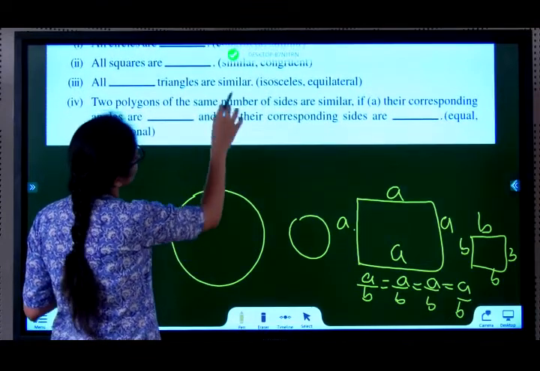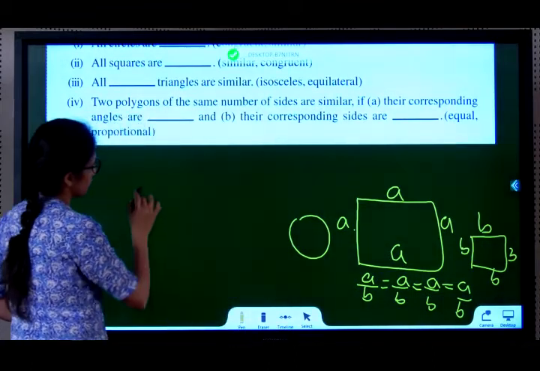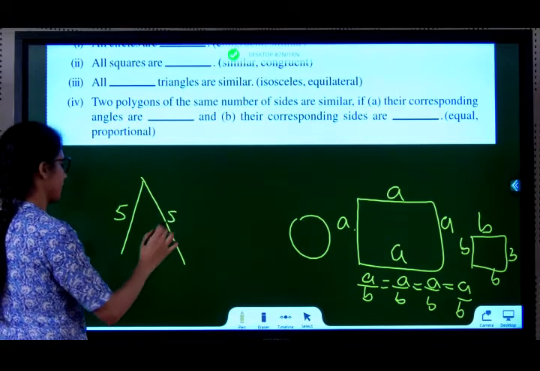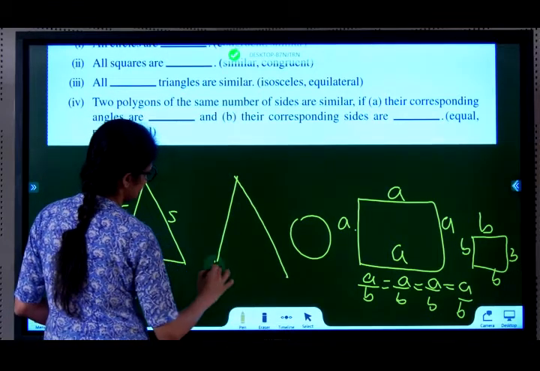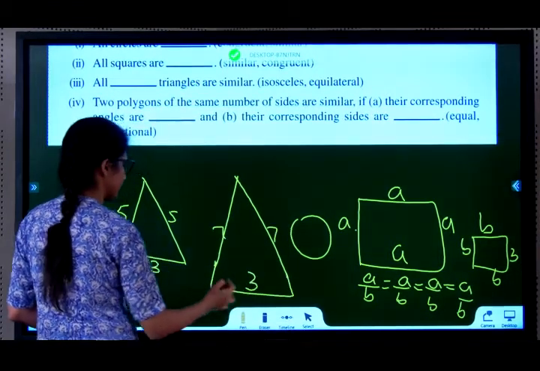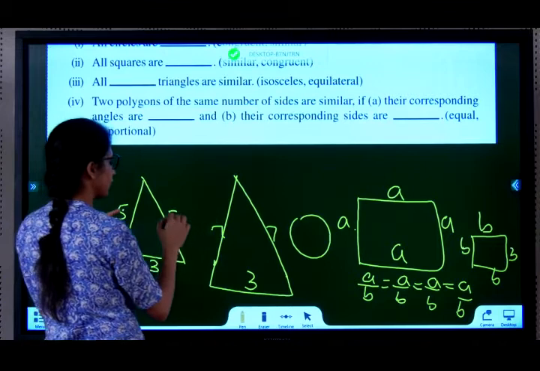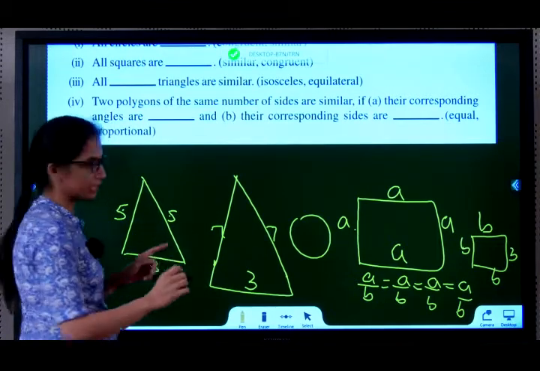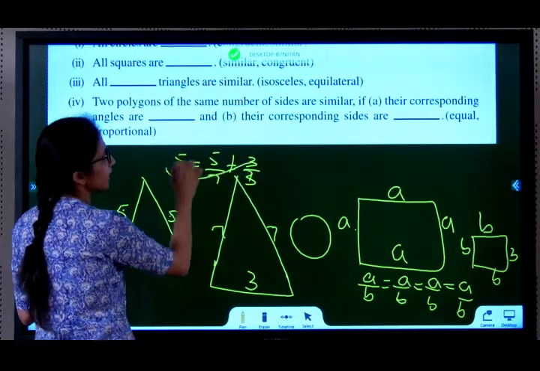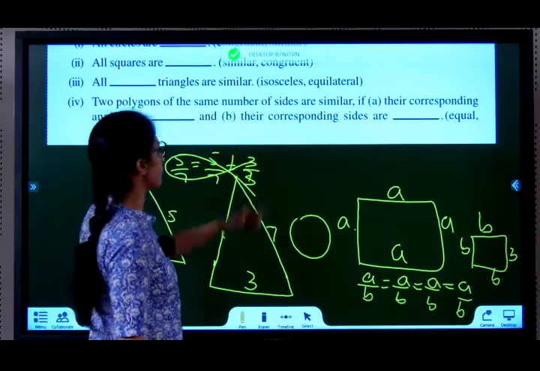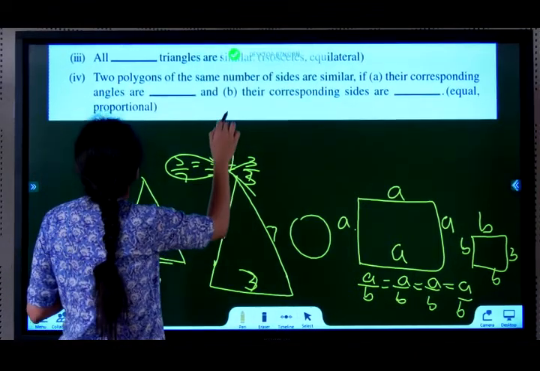All triangles are similar, isosceles and equilateral. See, 5, 5, 3, isosceles triangle. 7, 7, 3, isosceles triangle. Are these two similar? 5 by 7 equal to 5 by 7. 3 by 3 not equal. So you get 5 by 7 equal to 5 by 7. But is it equal to 3 by 3? No. So sides are not proportional. So answer is equilateral. Why equilateral? All are 5, 5, 5. All are 7, 7, 7. The ratios will be proportional.